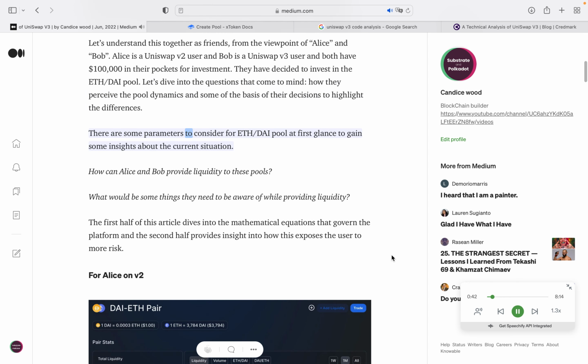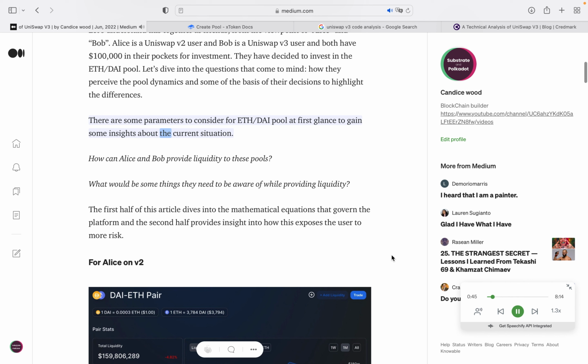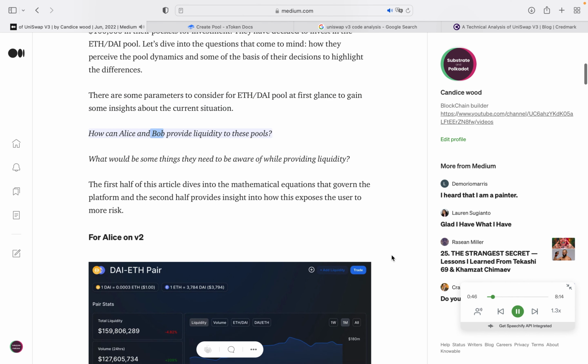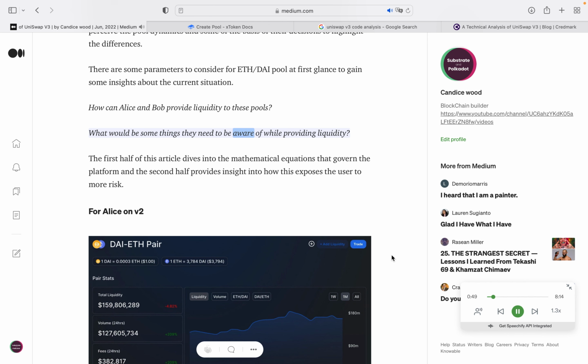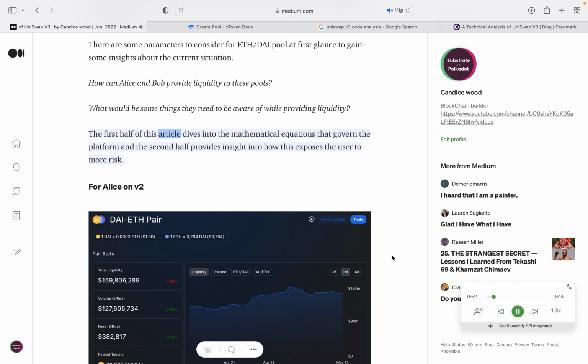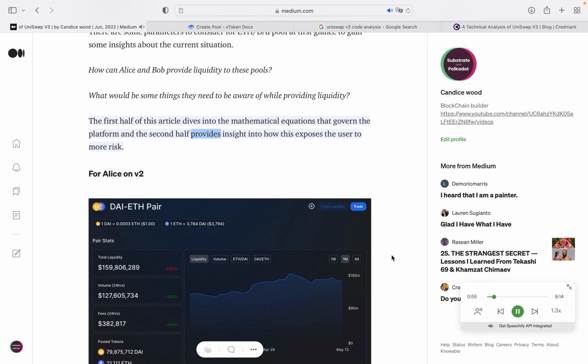There are some parameters to consider for the ETH/DAI pool at first glance to gain some insights about the current situation. How can Alice and Bob provide liquidity to these pools? What would be some things they need to be aware of while providing liquidity? The first half of this article dives into the mathematical equations that govern the platform, and the second half provides insight into how this exposes the user to more risk.